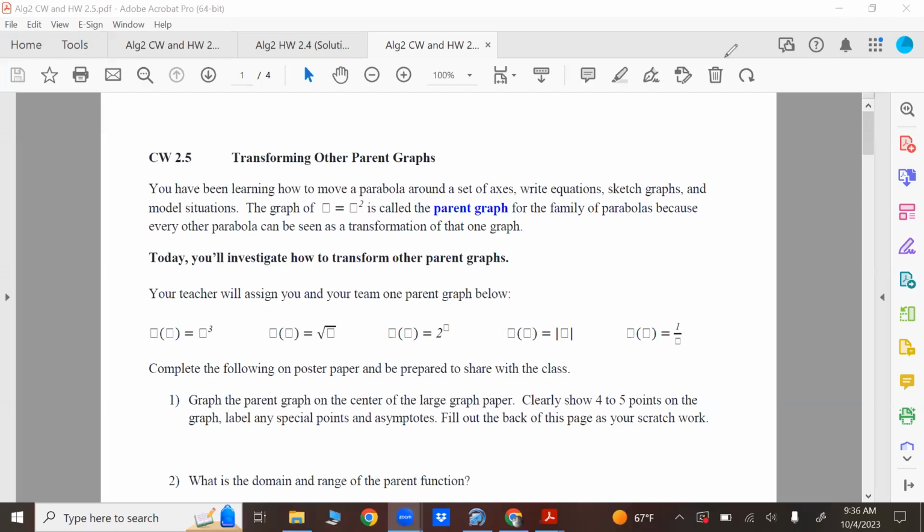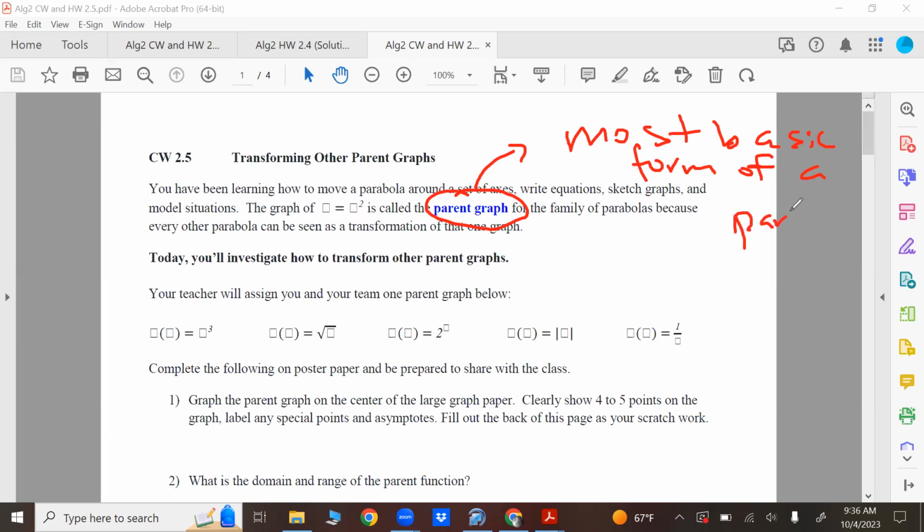Okay. So, guys, we've been talking about transformations, right? But only for parabolas. We're going to talk about transformations now for all types of equations. So, the key term we need to talk about is a parent graph. The parent graph is the most basic form of a particular function.